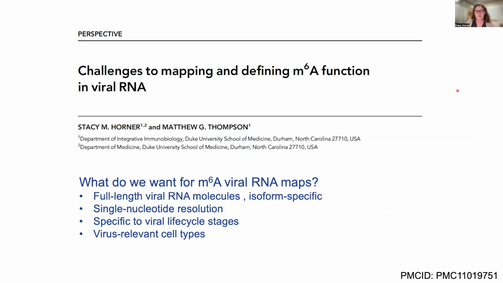Ideally, you'd want it specific to viral life cycle stage. So the incoming RNA, the translating RNA, the packaging RNA, the replicating RNA. And you want to do all of this in virus-relevant cell types, ideally maybe from a person. And so this is actually a pretty big ask. We're not here yet, but I'm going to tell you, just in the last few slides, how we're thinking about how this could be done.